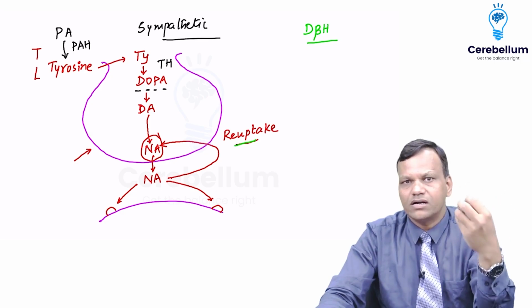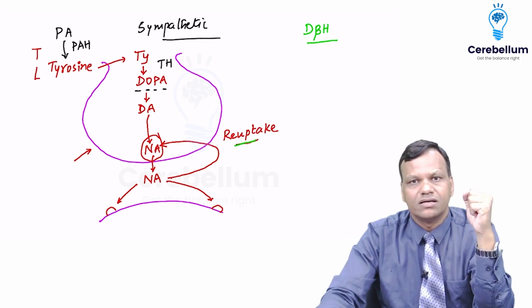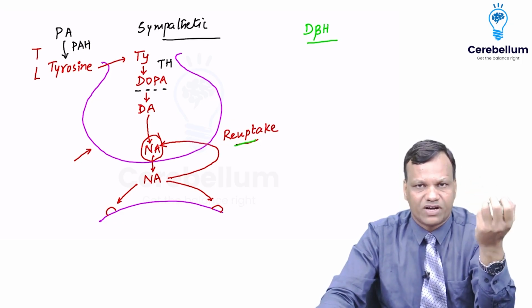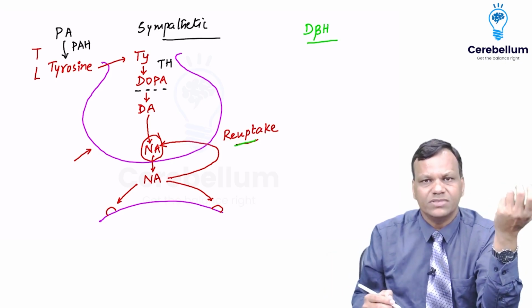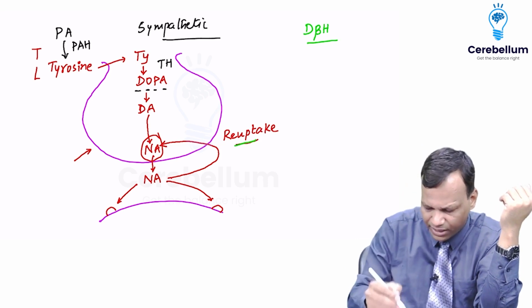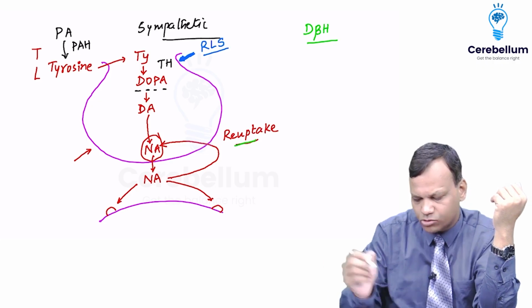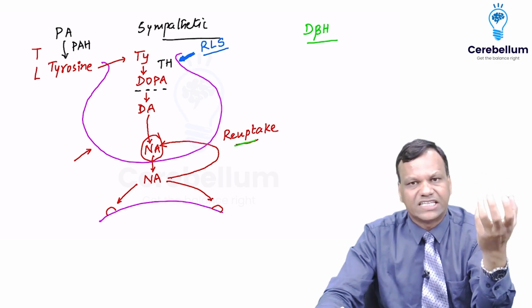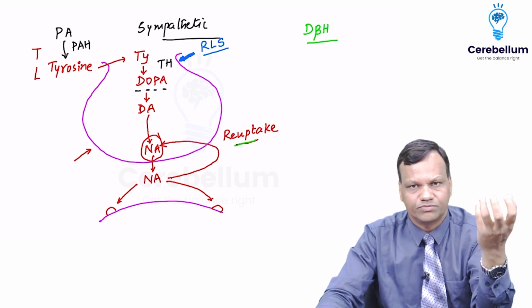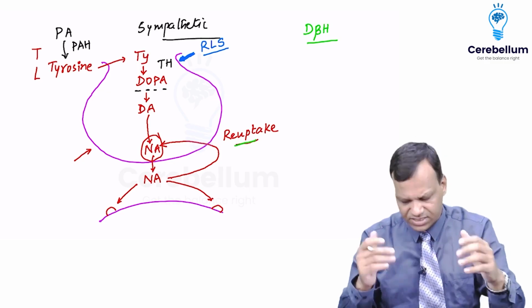And the third main difference between the sympathetic and parasympathetic system is the rate limiting step. What was the rate limiting step in the parasympathetic system? Yes, that was uptake of choline. But here the rate limiting enzyme is tyrosine hydroxylase. So the rate limiting step is conversion of tyrosine to dopa, or we can say the rate limiting enzyme is tyrosine hydroxylase. Otherwise, the system is quite similar. The basic things are the same, slight differences are there.